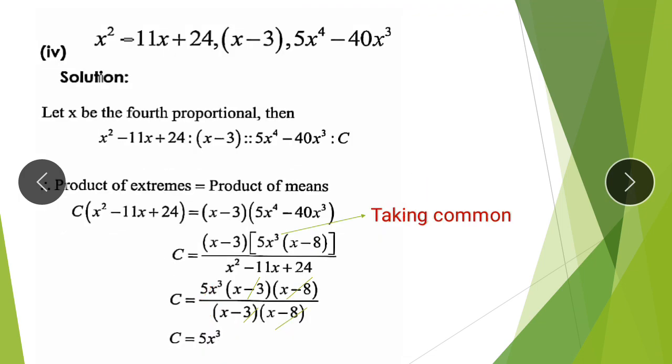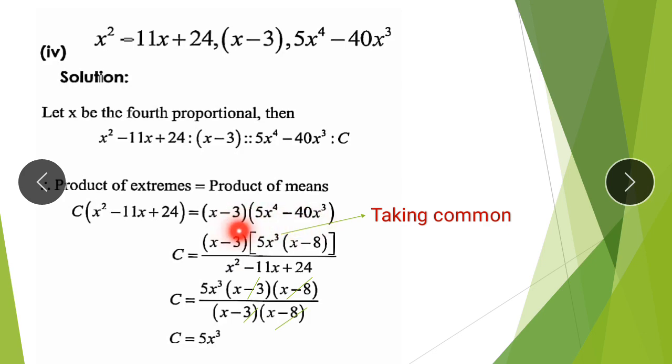Next part is again of the same question, the fourth proportional we are supposed to find. Here you can again let the fourth proportional be c. So you can see that the product of extremes and the product of means will be x minus 3 with the third quantity here. You can again go with simplification. Here you can see x minus 3 is already in simplified form, so it will be written as it is.